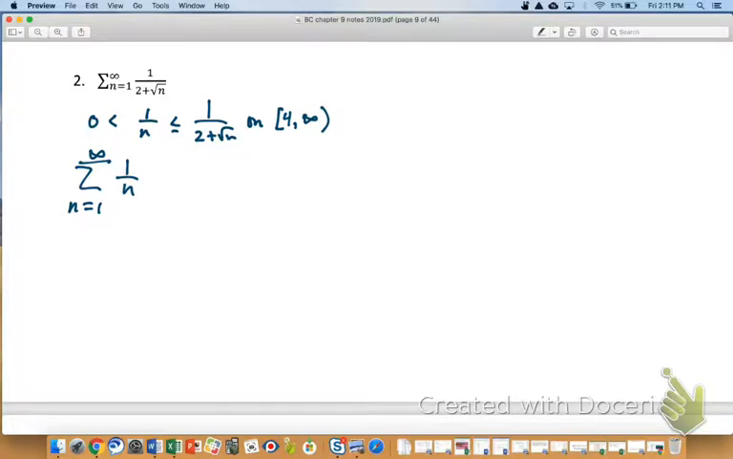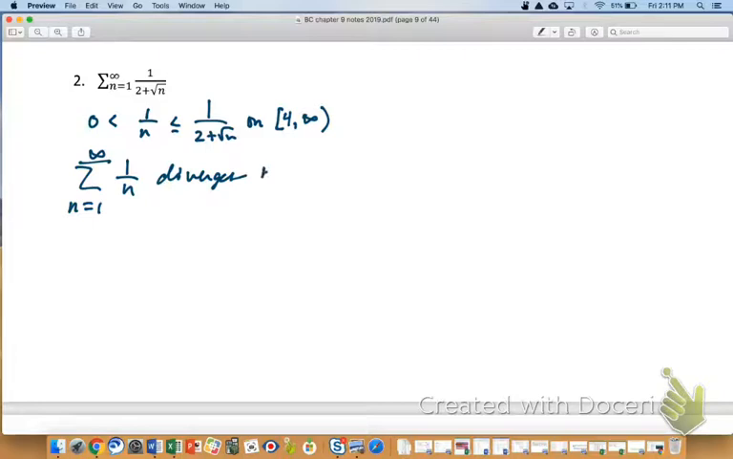Diverges. Why? 0 is less than p. So he used a p-test. What else could you do? You could also do the integral test. Yep, you could do the integral test. You could do the p-test. What's the other thing you could do? Harmonic. Just identify it as harmonic. That's what I would do.